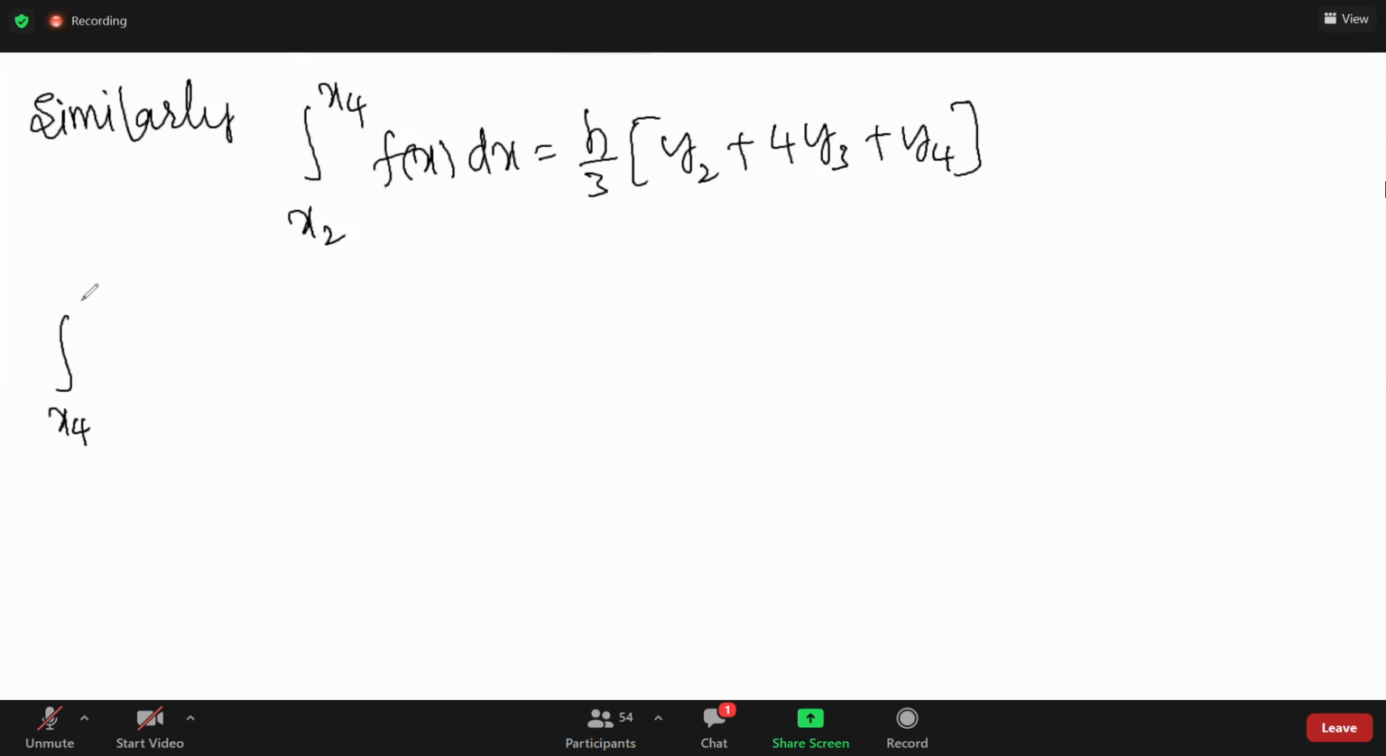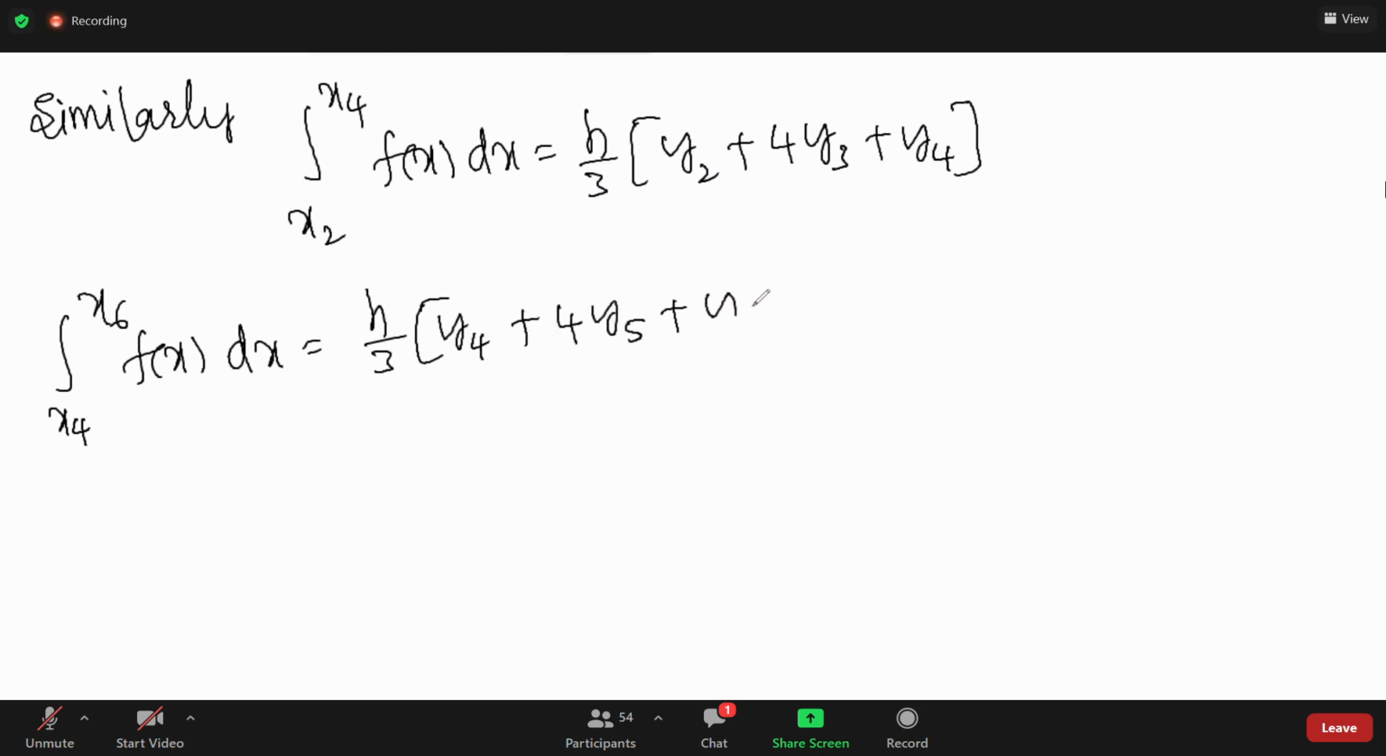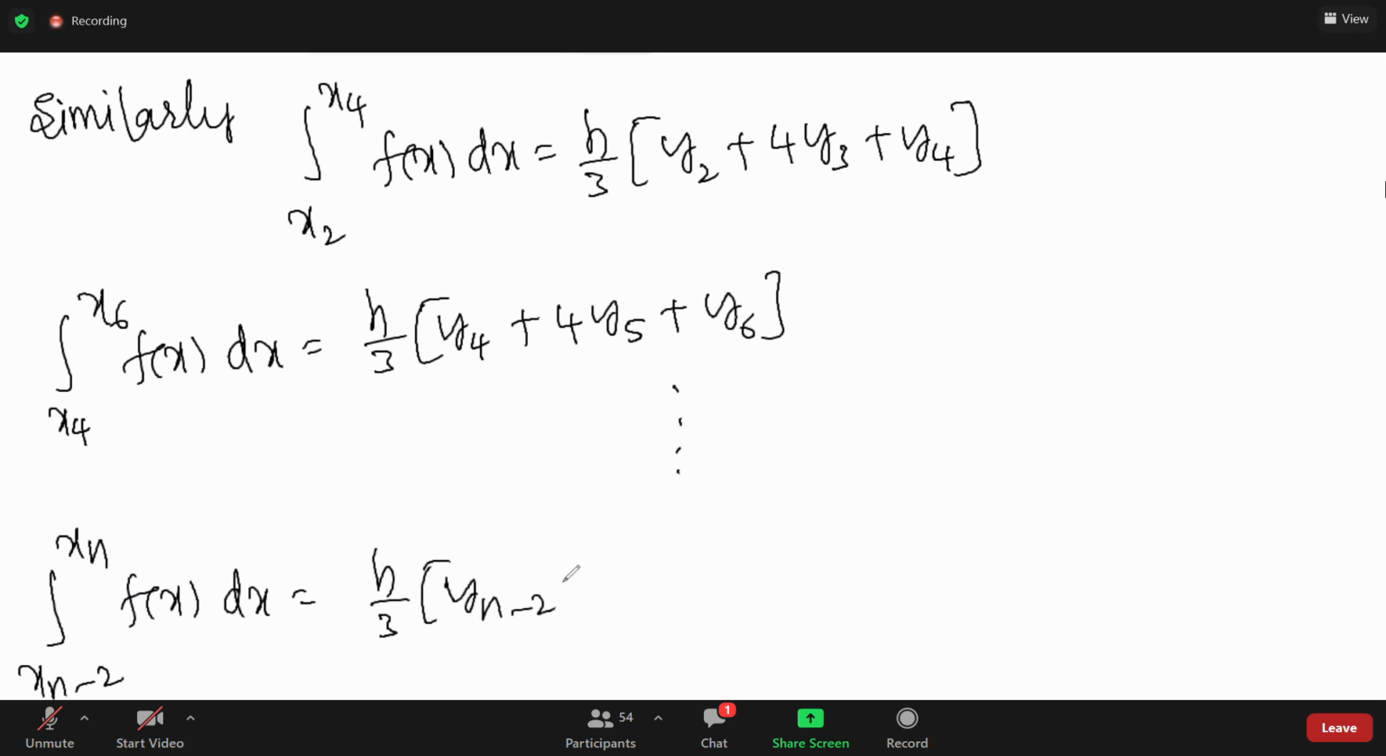Next, x4 to x6 f of x dx is equal to h by 3 into, lower limit is x4, so starting ordinate is y4. Next 4y5 and last is y6 and so on. Integration from xn minus 2 to xn f of x dx is equal to h by 3 into yn minus 2 plus 4yn minus 1 and last term is yn.